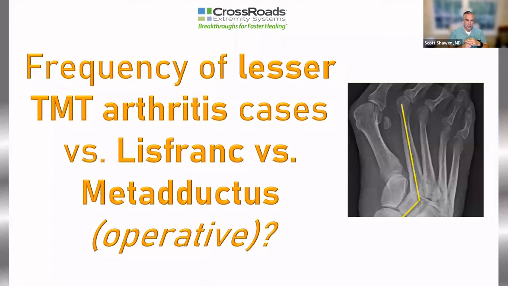I mean, I think it depends on your population, but I see TMT arthritis a fair amount just because of my older population, and then metaductus. I think that has probably been seeing us as far as metaductus arthritis more than we've been really recognizing it, and then Lisfranc is probably third for me.